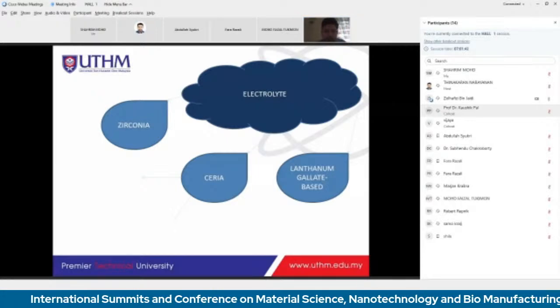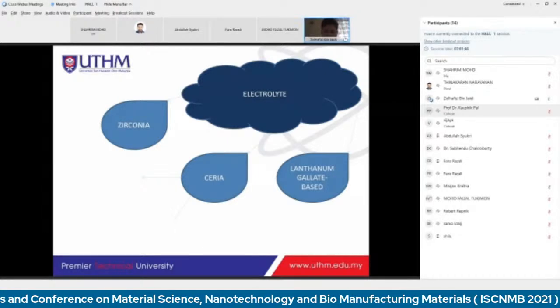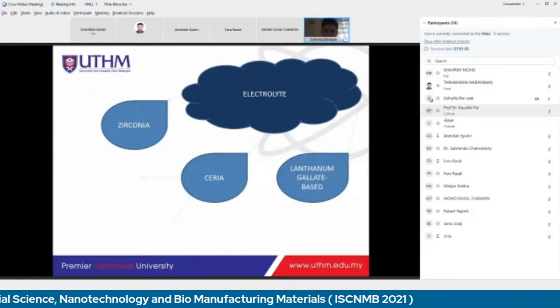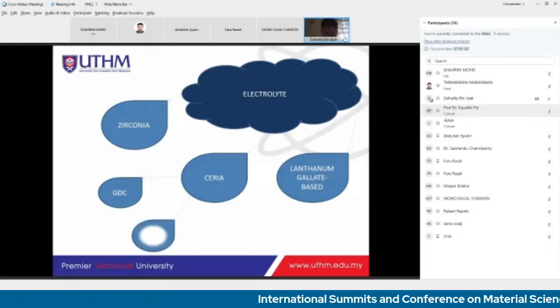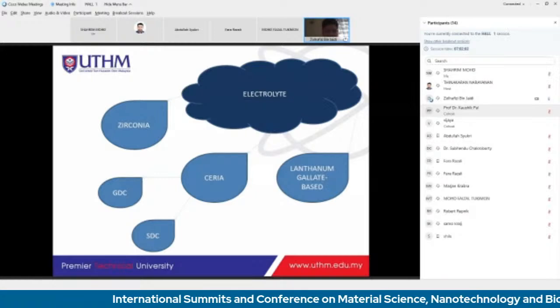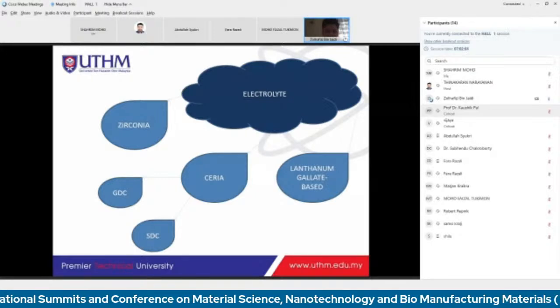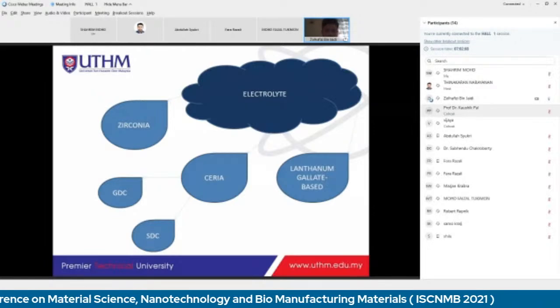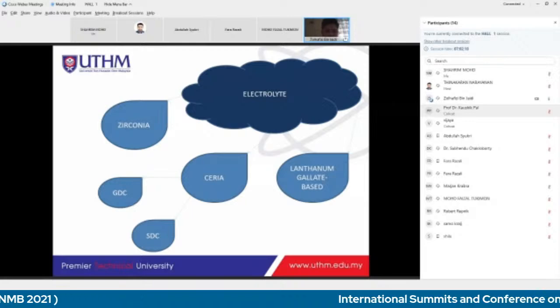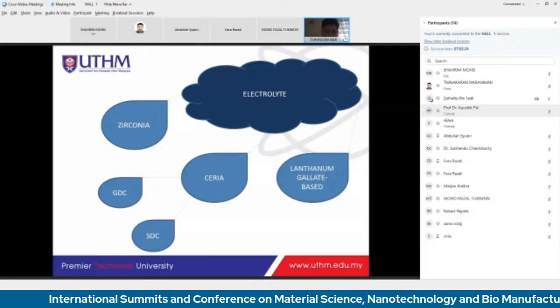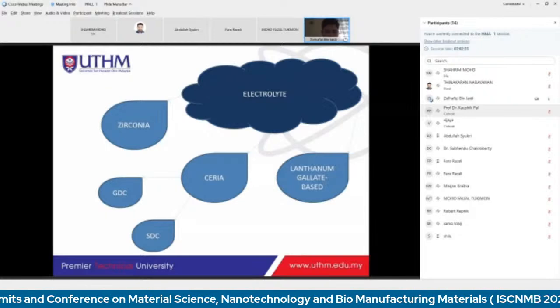After undergoing several modifications for the electrolyte, ceria electrolyte comes with two new types, which are gadolinium-doped ceria and samarium-doped ceria. For my review, I will focus on samarium-doped ceria because SDC has been acknowledged as the most promising electrolyte for SOFC operating below 600 degrees Celsius due to its high ionic conductivity and good compatibility with electrodes. Other than that, SDC also has low activation energy at low temperature.